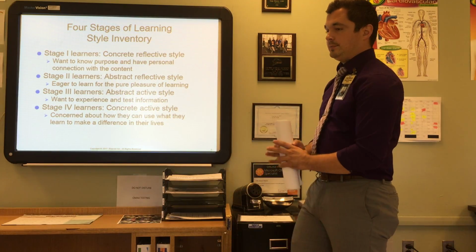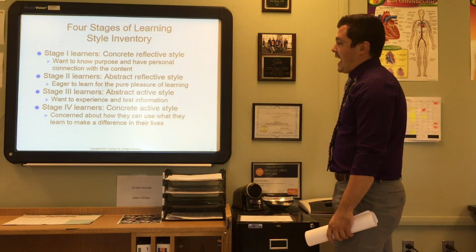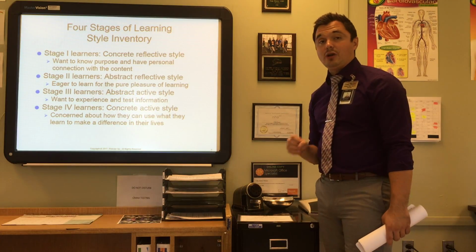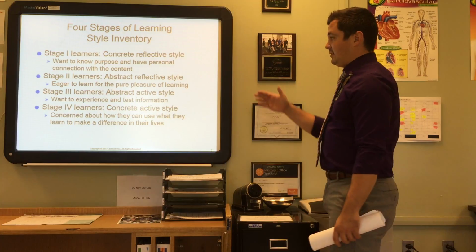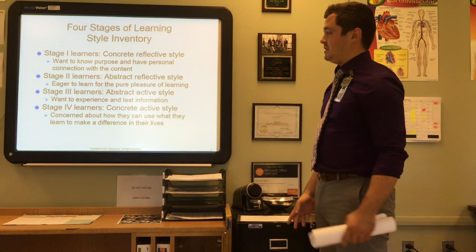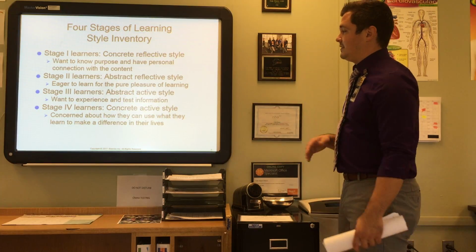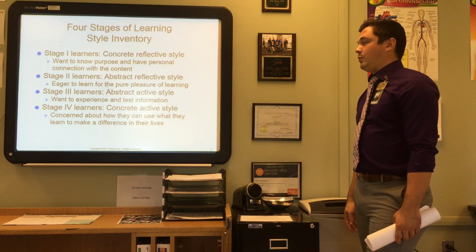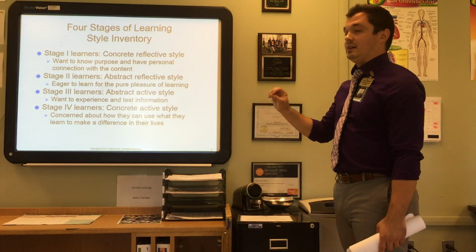They like knowledge. Stage 3 learners, they're called abstract active style. And basically, they want to experience and test the information. So maybe that's more of a hands-on type of learning. And then you have concrete active style learners, so concerned with how they can use what they learned and to make a difference in their lives.